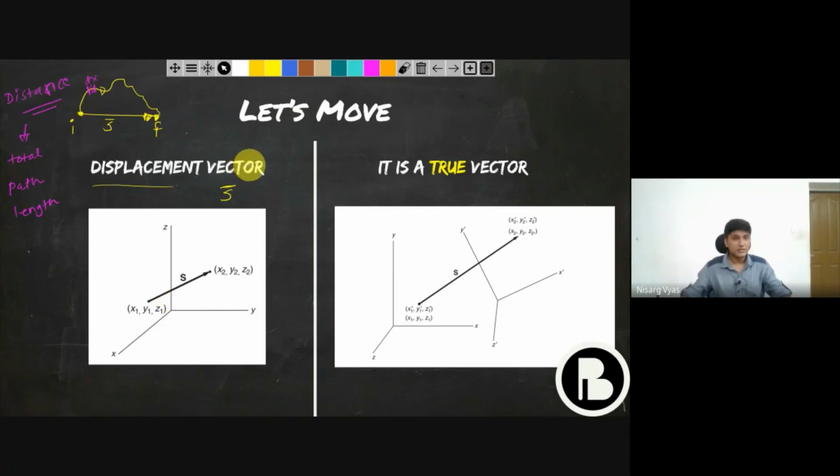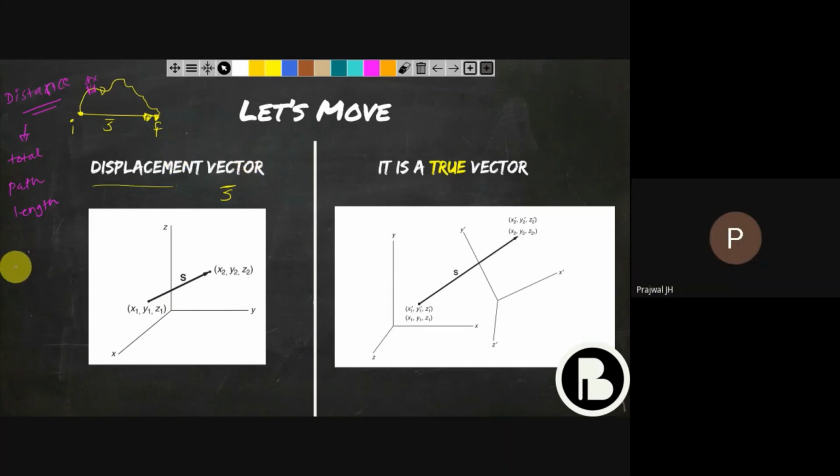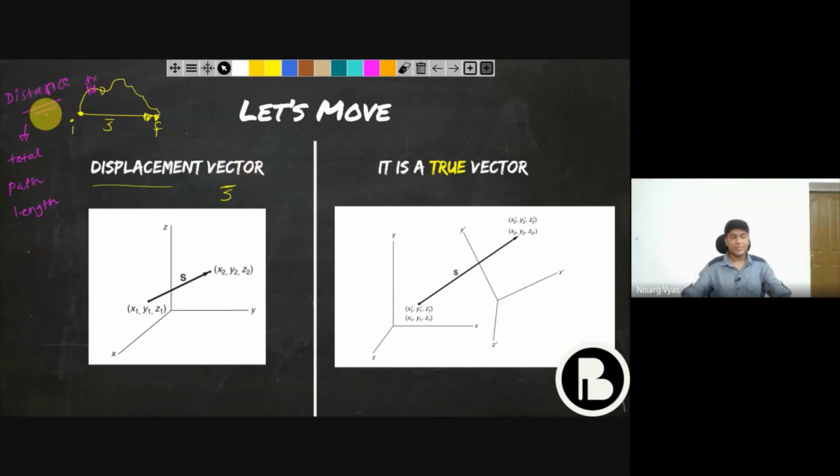Google Maps? Distance. You see distance in Google Maps. You don't see the displacement. Okay, so I think we all are clear on the definition of distance and displacement.